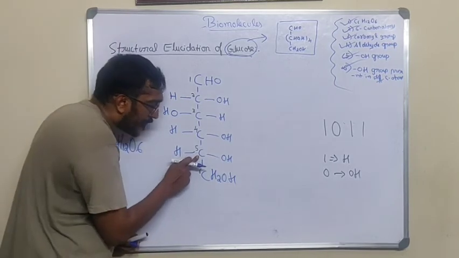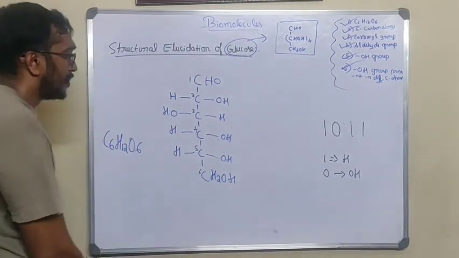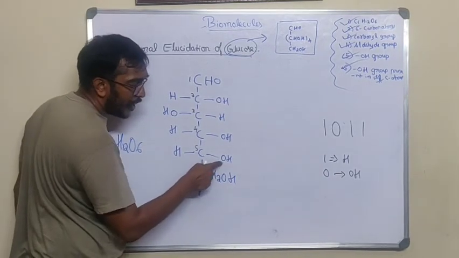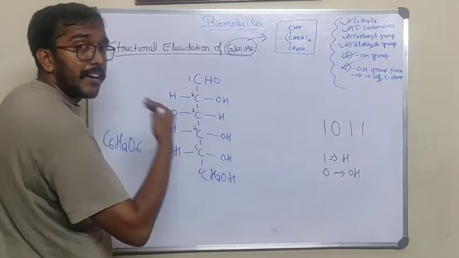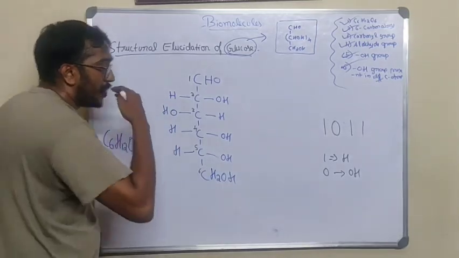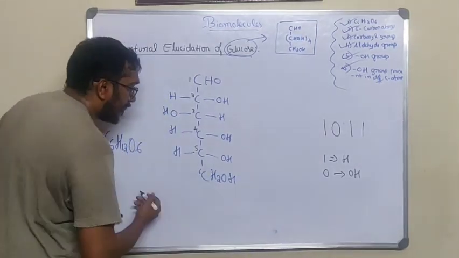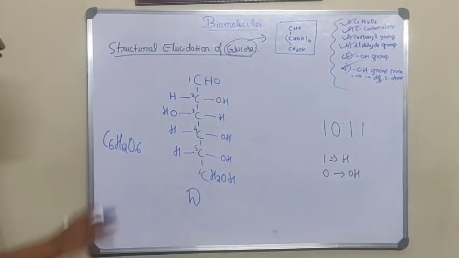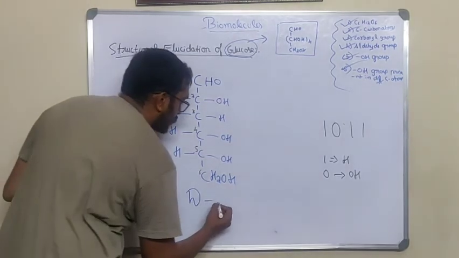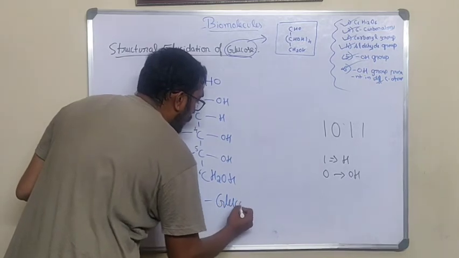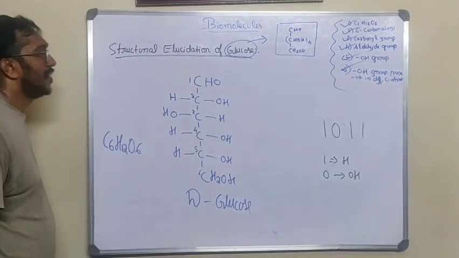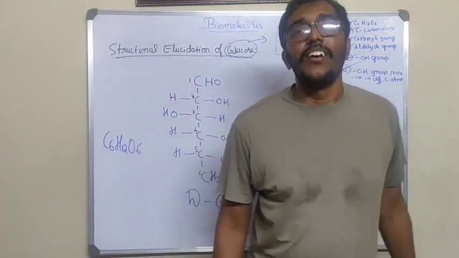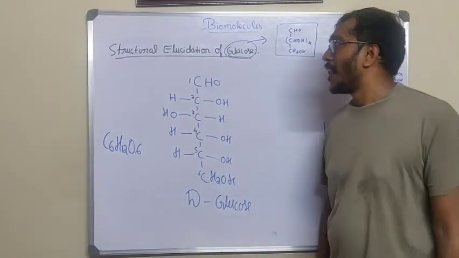If we clearly observe this one, the OH group is on the right side. If the OH group is on the right hand side, it means it is a D sugar. So it is D glucose. This is also called D glucose. This is the overall structural elucidation of glucose.